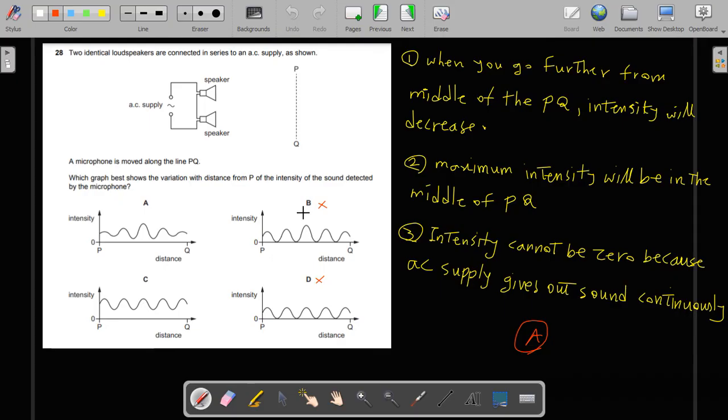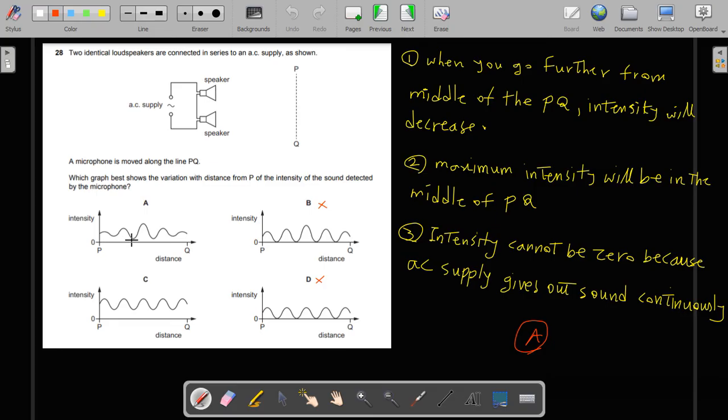First of all, B and D will be wrong. Why? Because intensity cannot be zero, because the AC supply gives out sound continuously. So when sound comes continuously, intensity is never zero. That's why B and D will be wrong. The second point is that when you go further from the middle of PQ, intensity will decrease. Based on this, C also will be wrong. So A is the correct answer.